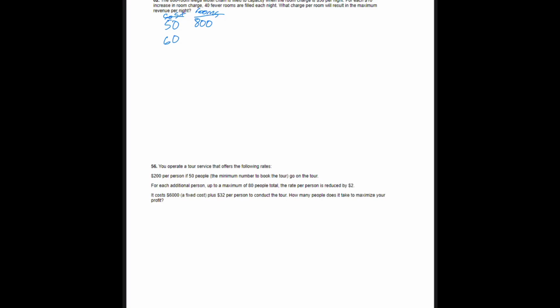Okay, so when it costs $50, they fill all 800 rooms. If they charge $10 more, then the number of rooms goes down by 40. So that would be 760. So for every $10 it goes up, the number of rooms filled goes down by 40.